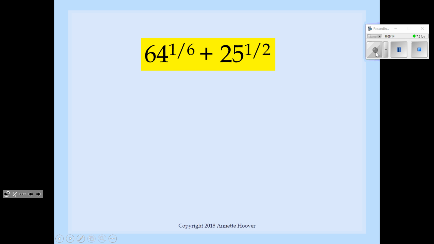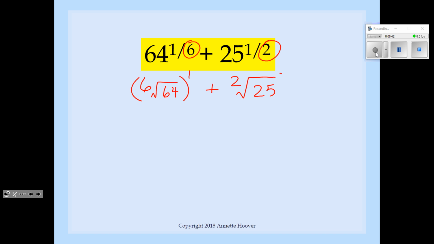Okay, this works exactly the same way. It looks a little scarier because you have 2 of them, but we're going to follow our order of operations. First, we're going to rewrite the rational exponents with a radical sign. So in 64 to the 1/6 power, we have the 6th root of 64, and then we're going to raise that to the 1st power. Then we're going to add that to the square root of 25 raised to the 1st power. So all we did was rewrite them with radical signs.